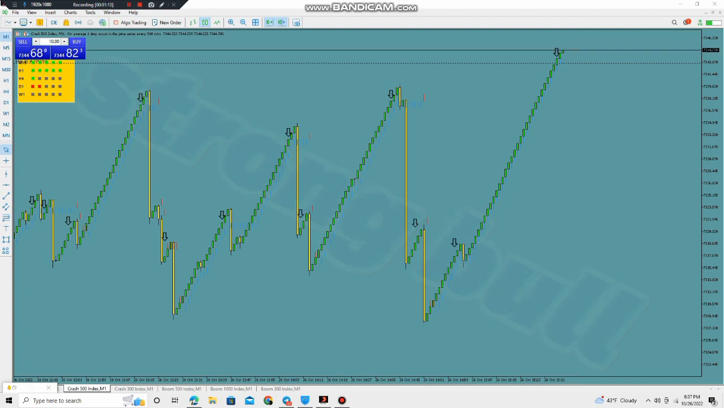The indicator has a very special algorithm and also a very awesome strategy behind it. The indicator always gives us good signals.